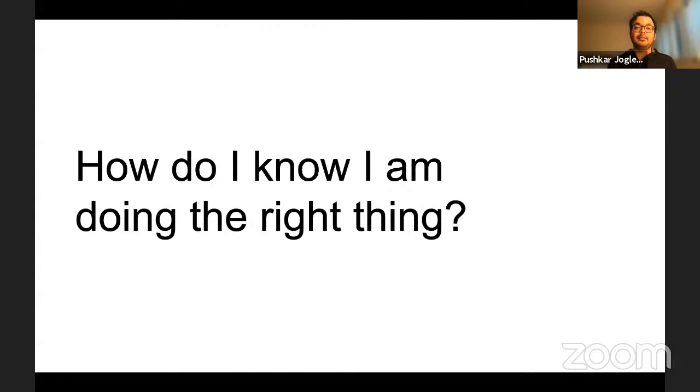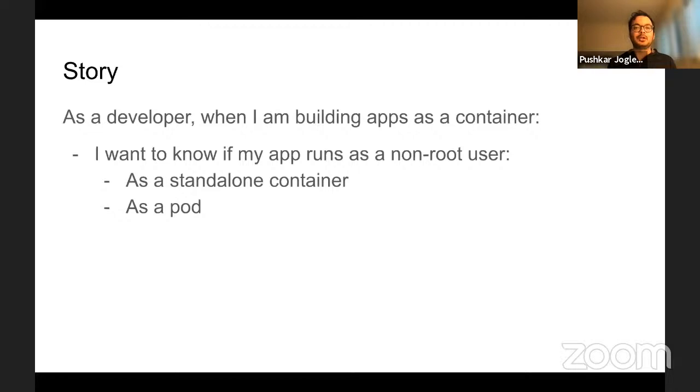Now, while this is clear to understand, it's harder to know whether you're actually running a container as a non-root user, and as a corollary the pod as well. So let's think about this in an agile fashion, or if you're writing a story in Jira, how would it look? So this is what I came up with. As a developer, when I'm building apps as a container, I want to know if my app runs as a non-root user in a standalone container and as a pod. So if I do a Docker run, does it run by default as a non-root user? If I do kubectl create pod, does it run as a non-root user?